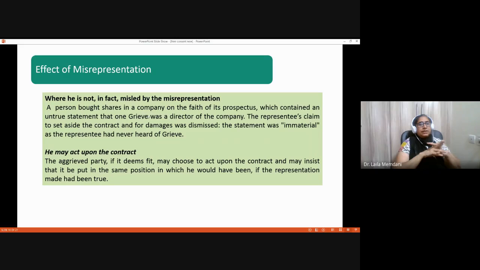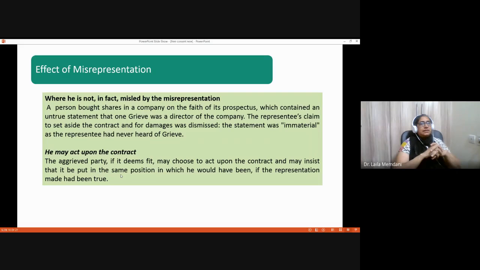And the second condition is he may act upon the contract. The aggrieved party, if it deems fit, may choose to go by the contract. So he has the two options: either avoid the contract or go by the contract. Now, when he is going by the contract, he may insist that he be put in the same position in which he would have been if the misrepresentation made had been true.